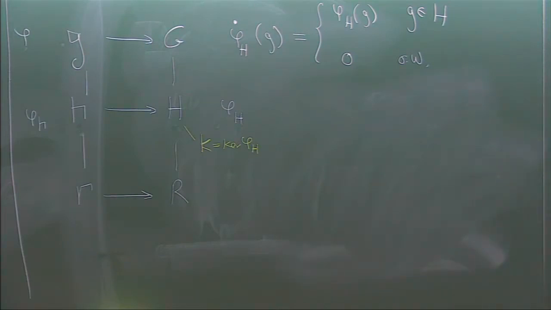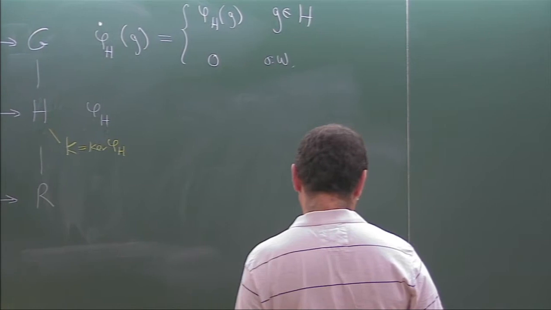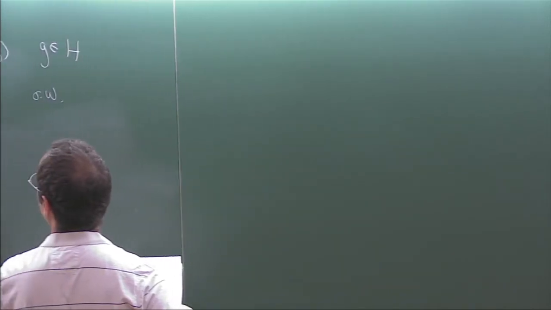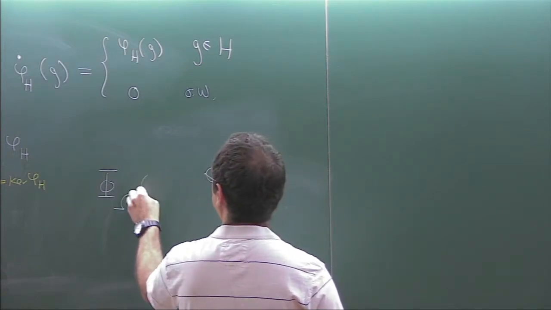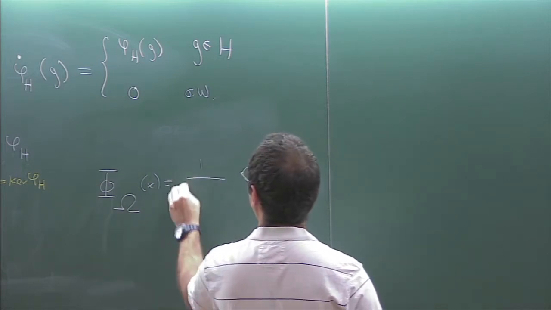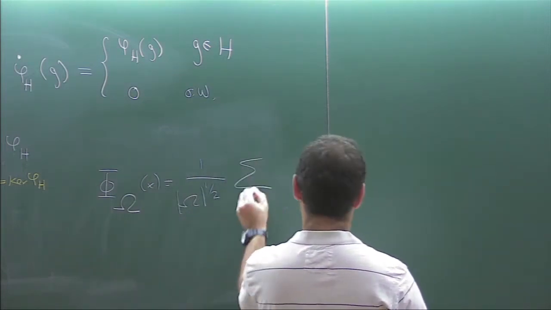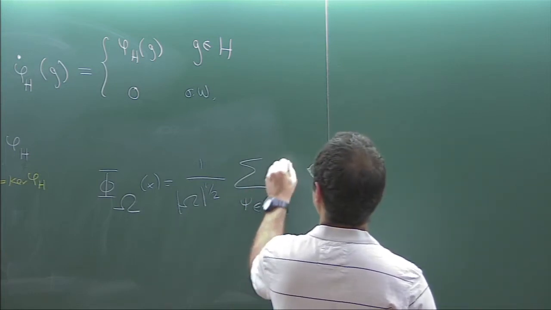So here's a lemma. We'll surely not have time to show you everything, so what I want to do now is maybe define things. One of them is p omega, a function. So remember that omega is the orbit, so I can look at this function, 1 over the square root of the number of elements in the orbit.